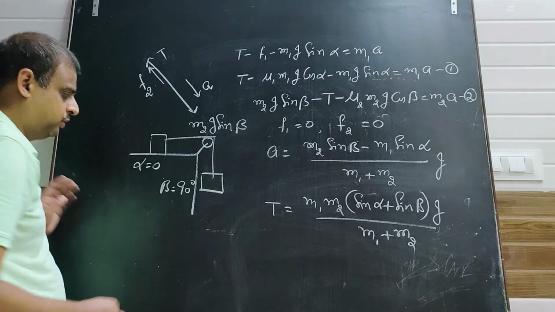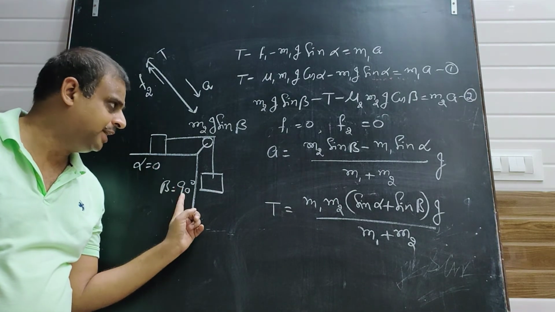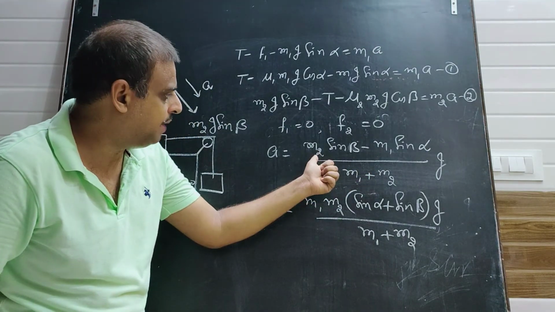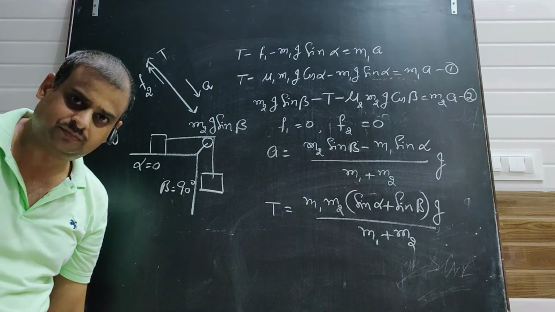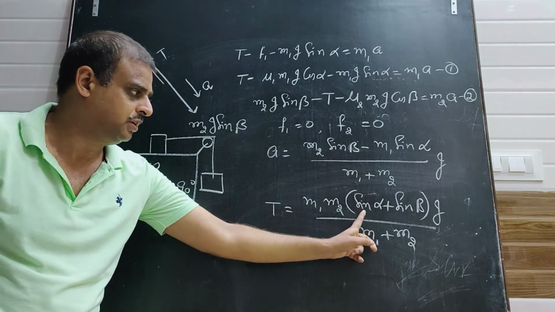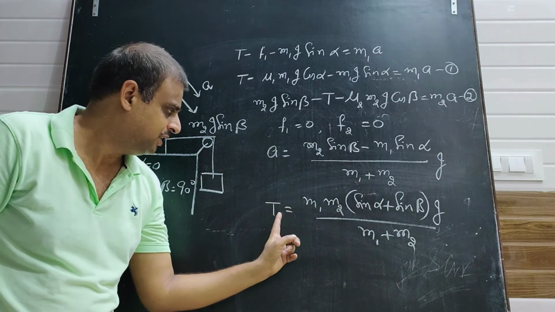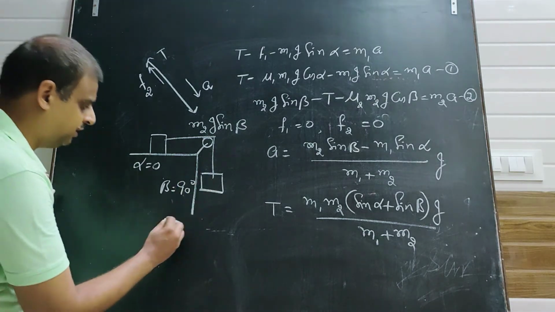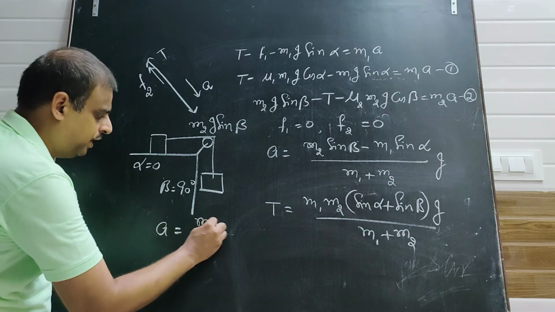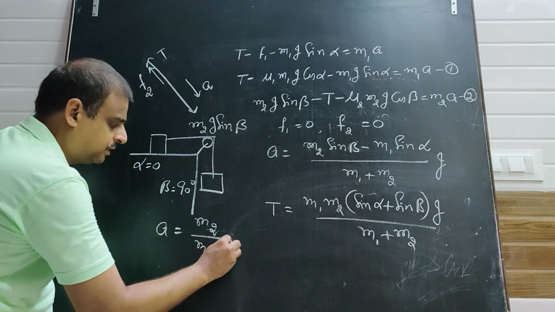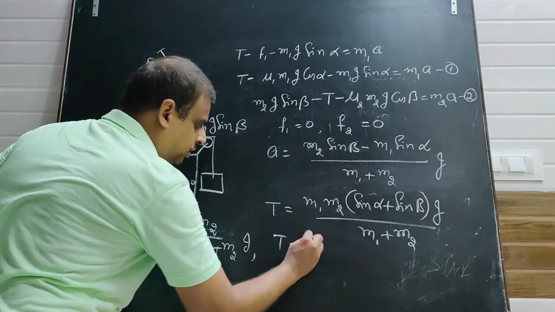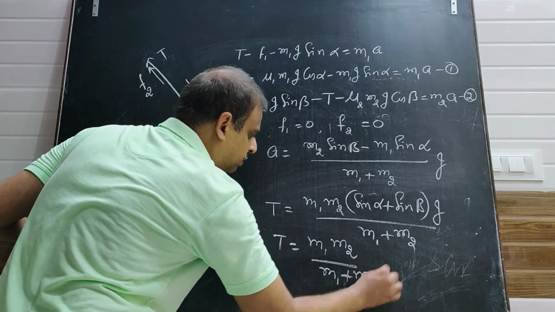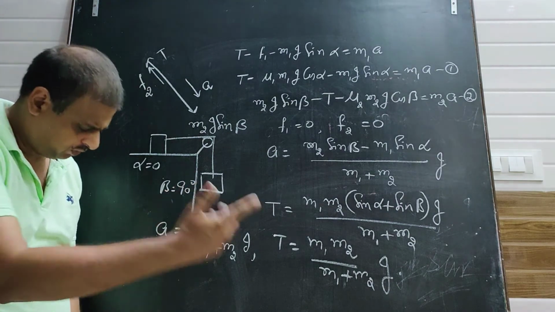So put this value. Sin alpha we know 0 and sin 90 is 1. This term will not be there. So it is m2 upon m1 plus m2 into g. And for the tension, this term is 0, this term is 1. So T is equal to m1 m2 into g upon m1 plus m2. So for this, the acceleration will be equal to m2 upon m1 plus m2 into g, and tension equal to m1 m2 upon m1 plus m2 into g.